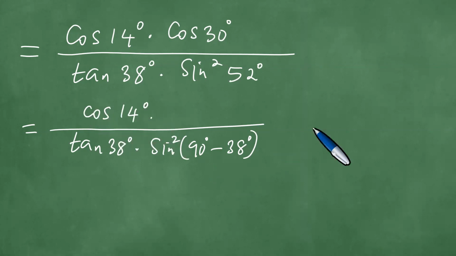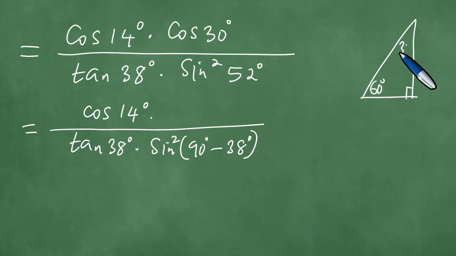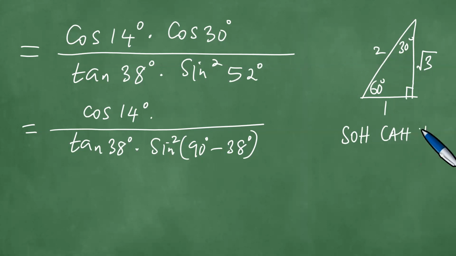Cosine 14 degrees. Cosine 30 can be quickly done. Because if this is 60 degrees and 30, it means cosine 30, in view of SOHCAHTOA, the cosine is adjacent over hypotenuse at 30, which is the square root of 3 out of 2.